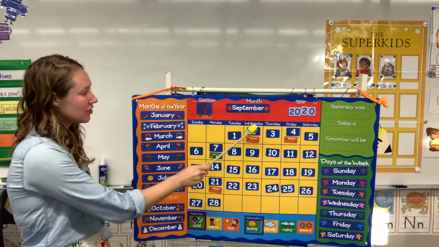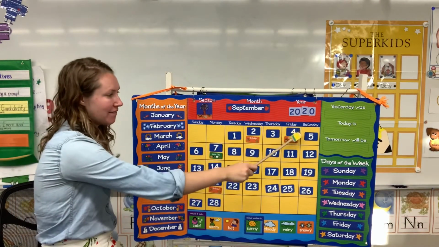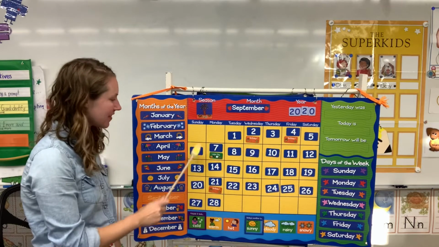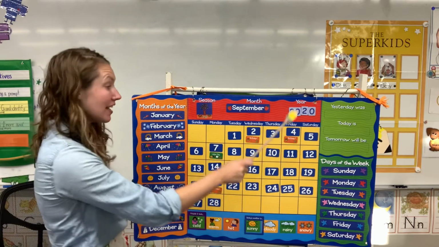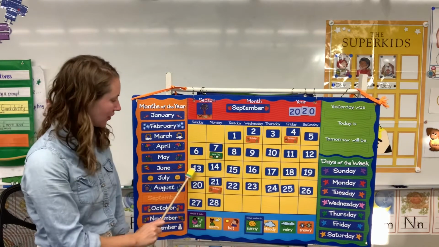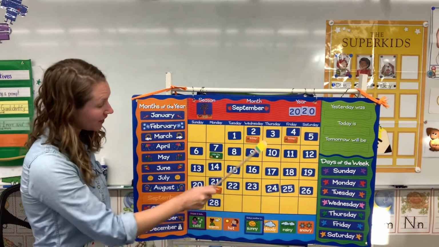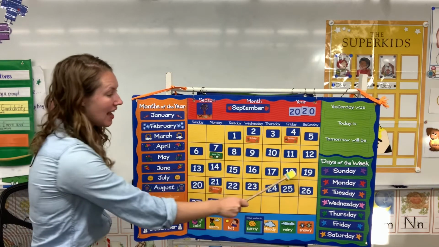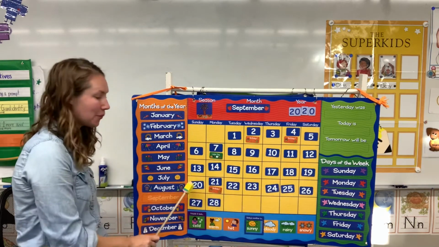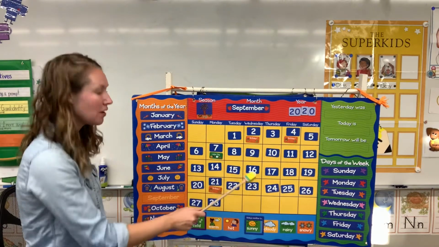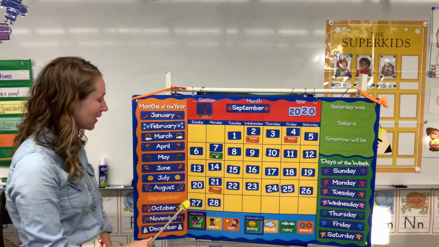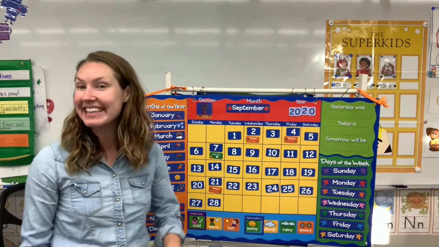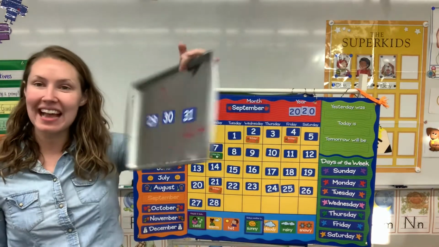1, 2, 3, 4, 5, 6, 7, 8, 9, 10, 11, 12, 13, 14, 15, 16, 17, 18, 19, 20, 21, 22, 23, 24, 25, 26, 27, 28, 29. We are on number 29 now.